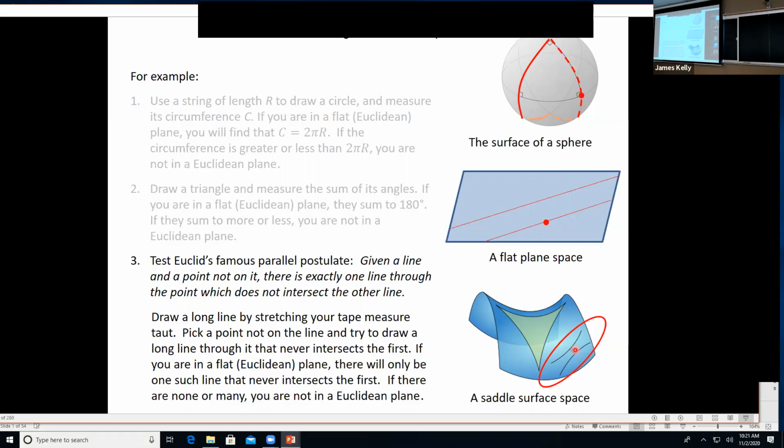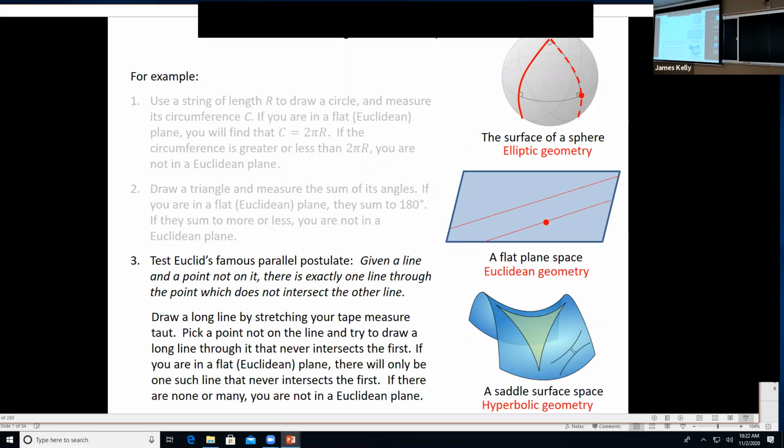If you find there's one and only one parallel, that's a sign you're in the Euclidean space. If not, you're in one of these spherical spaces or saddle-shaped spaces, depending on which one of those 2 cases hold: an infinite number of parallels or 0 parallels. Those are the 2 other logical possibilities.